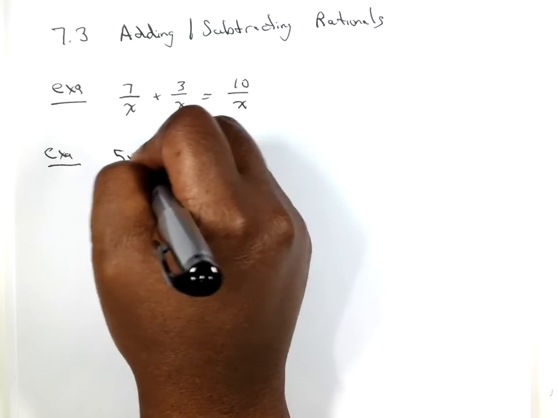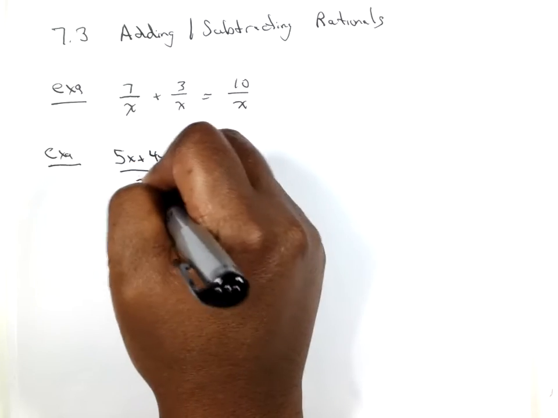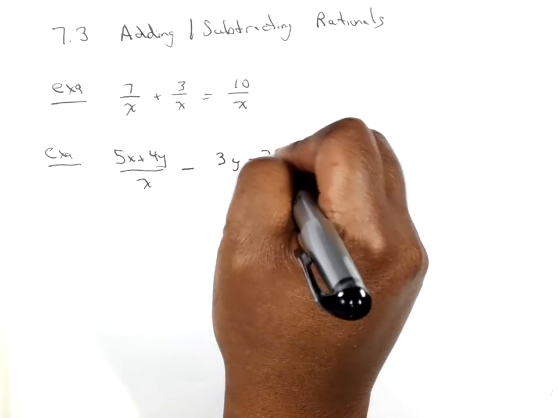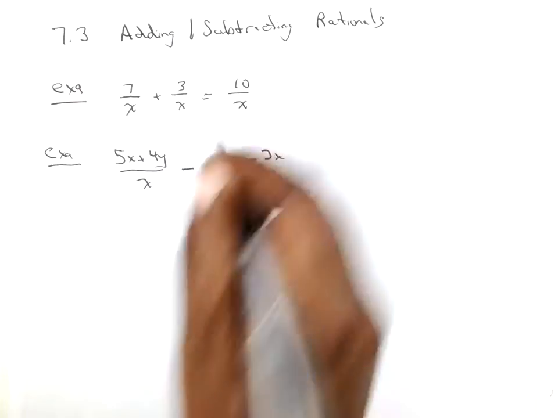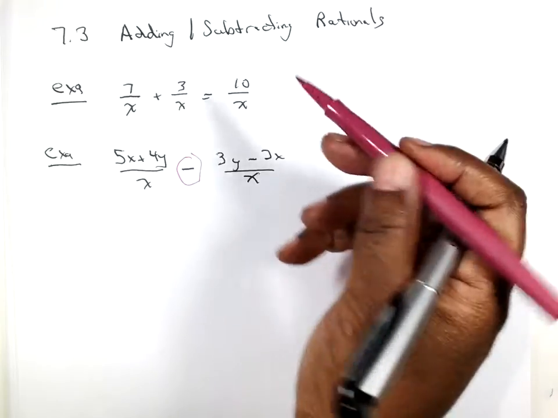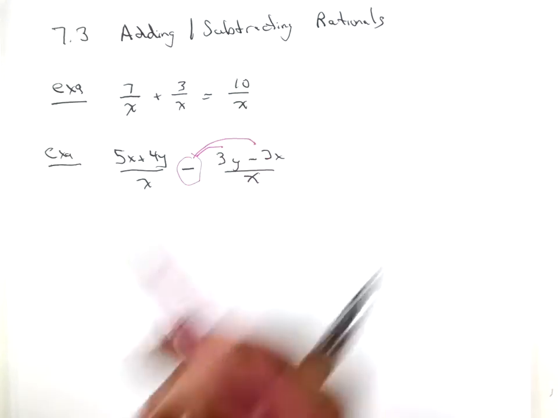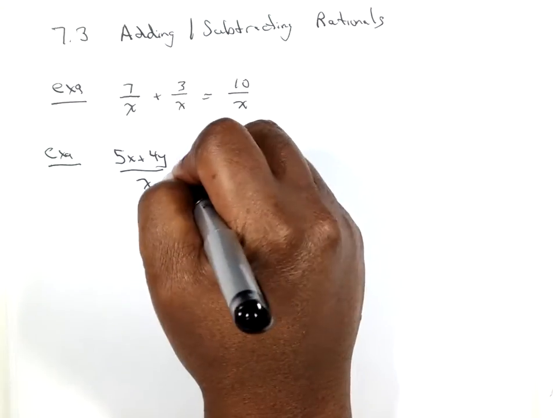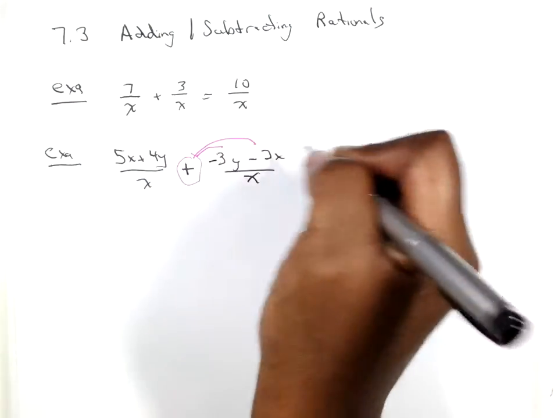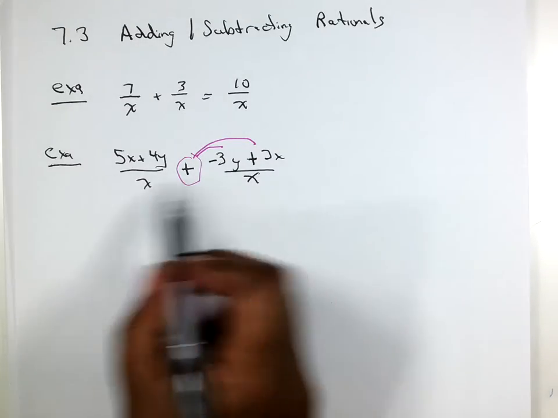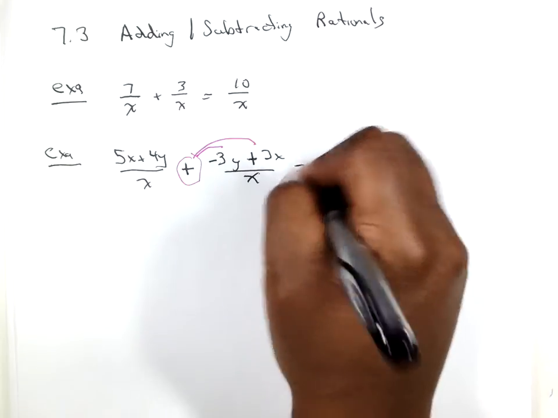My next one, I have 5x plus 4y over x minus 3y minus 2x over x. So again, both of these have an x on the bottom. Here I have a subtraction. So when you have a subtraction, it changes the sign of everything afterwards. So I'm going to make this a plus, make that a negative 3y, and a positive 2x. Now when I go to combine like terms, I know all my signs are right.